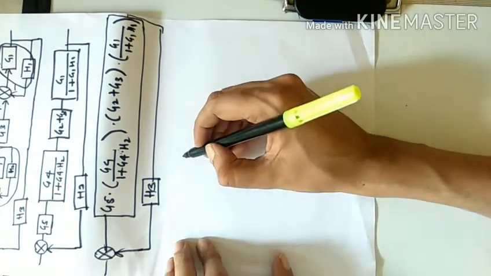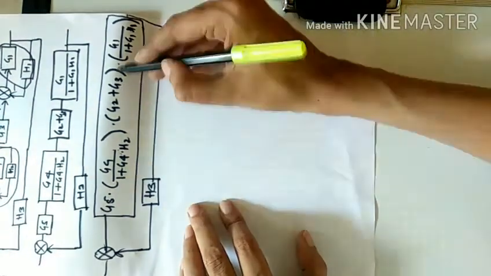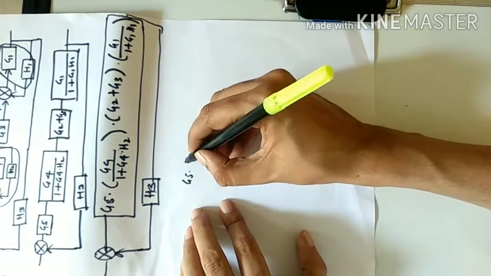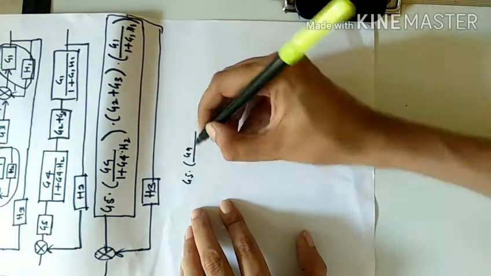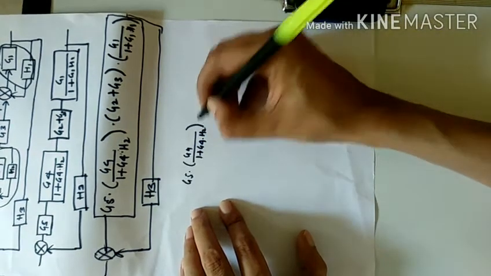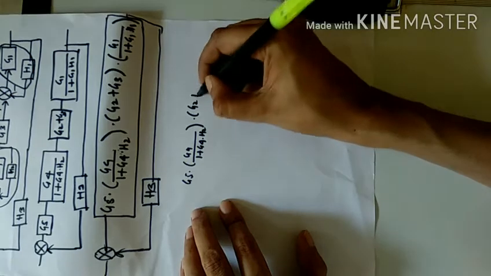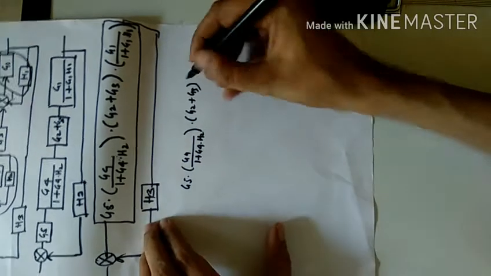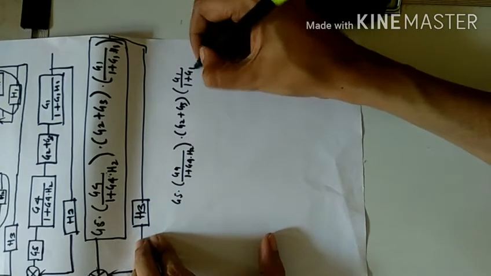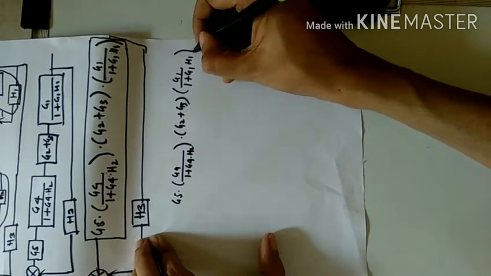This solution is very important. See here how to solve it. This is G and this is H. So G is what? G5 bracket G4 upon 1 plus G4 into H2 bracket close, G2 plus G3 bracket close, then G1 upon 1 plus G1 H1. Okay, bracket close. This is G. This G as it is I am writing.